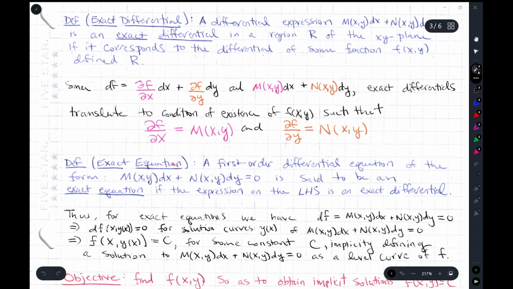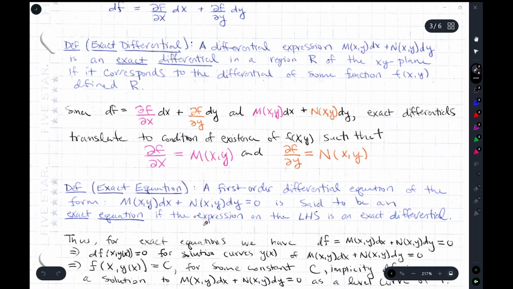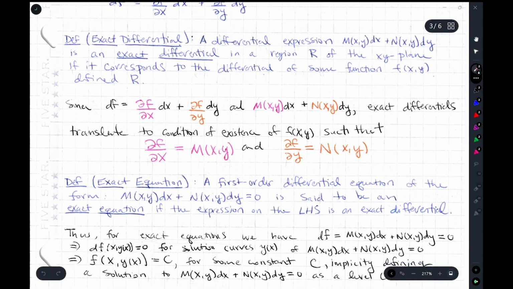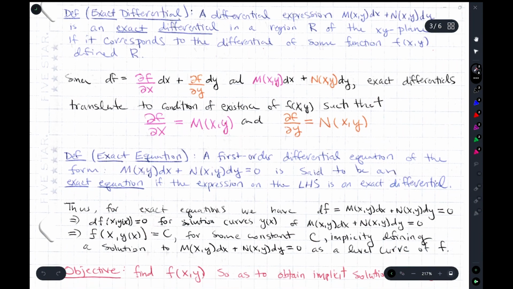What's an exact equation? A first-order differential equation of the form M dx plus N dy equals 0, and again, M always multiplies the dx and N always multiplies the dy. So now this is an equation. Up here, this wasn't an equation. It was just a form. So now this is an equation. It's said to be an exact equation if the expression on the left-hand side is an exact differential. Okay? So if this is an exact differential and we set it equal to 0, then what we have is an exact equation.